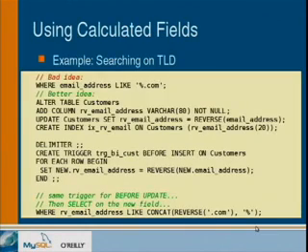Okay, using calculated fields. When you have where email address like '%.com', the index can't be used. The reason is because you can't have a wildcard on the left side of a constant when comparing with like. If you have a constant string and then a wildcard on the right, at the end, the index can be used because it can look at the left side of the values.